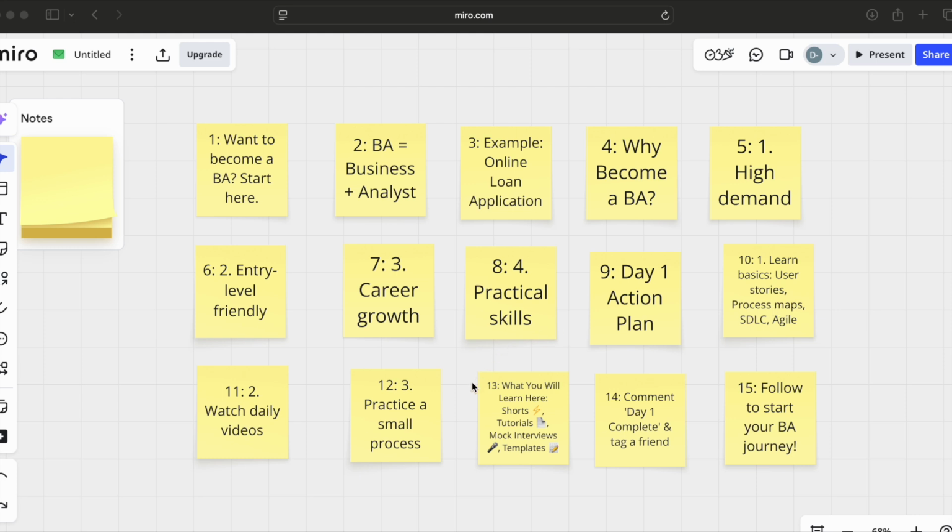Practice a small example. Write down a process you see every day, like how your college library shows books, and try to document it like a BA would. Even this small practice gives you a real taste of BA work.